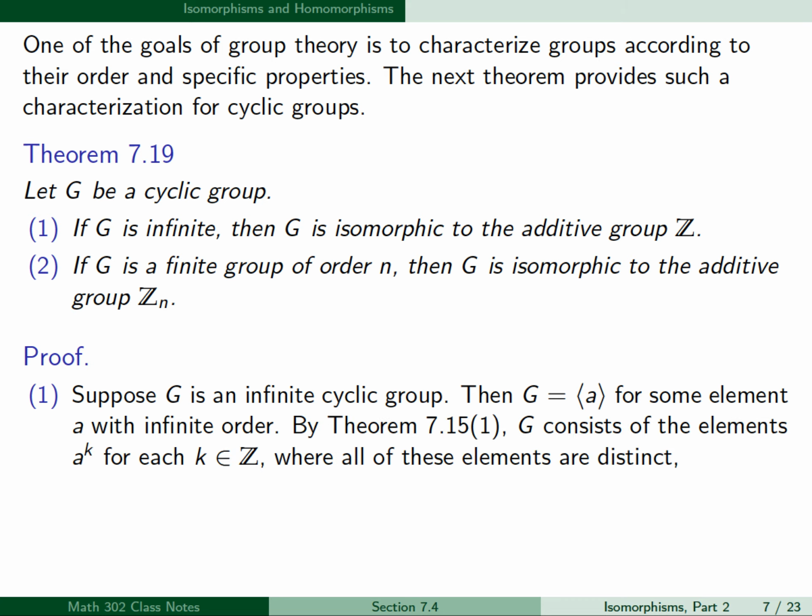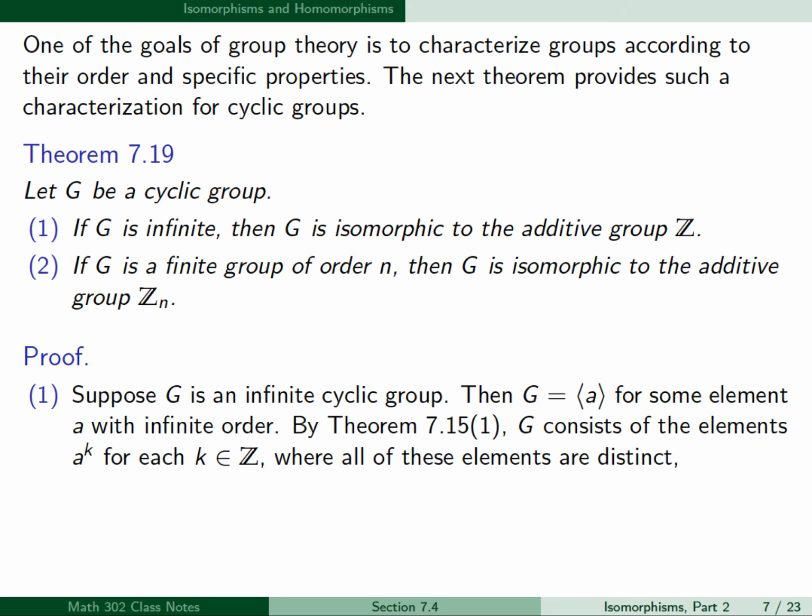To show that f is a homomorphism, we need to show for all elements b and c in G, f(bc) is equal to f(b) plus f(c). Note that the operation in G is just multiplication. So on the left side of this equality, we have bc in the argument for f, and the operation in our codomain Z is just ordinary integer addition. So on the right side of this equality, we have f(b) plus f(c), where the plus is just ordinary integer addition.